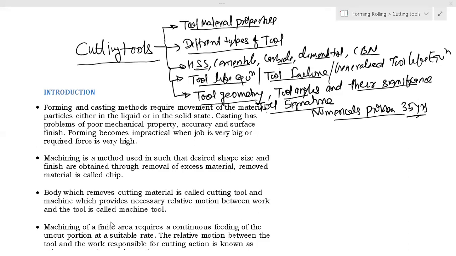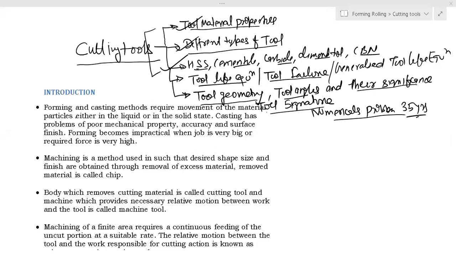So I have the theory part first. Up to here we have theory part. Up to here, tool material, different types of tool, and this. So this is having a lot of theory. There are not many numericals, and equations are not involved. Equations will start from tool life. Nikhil is late. Okay, so I have written all this.